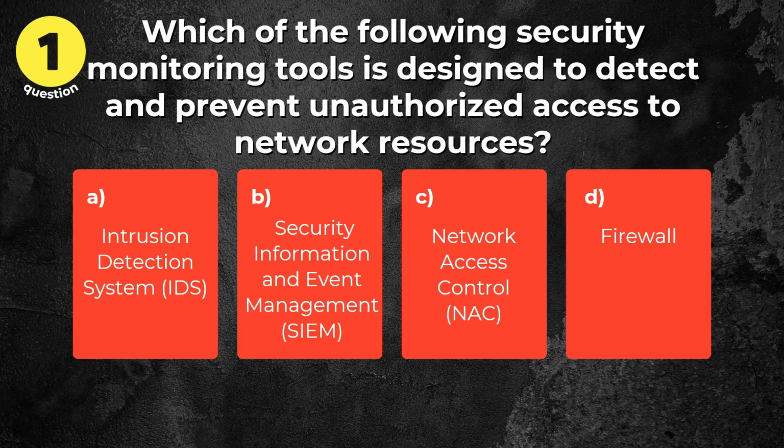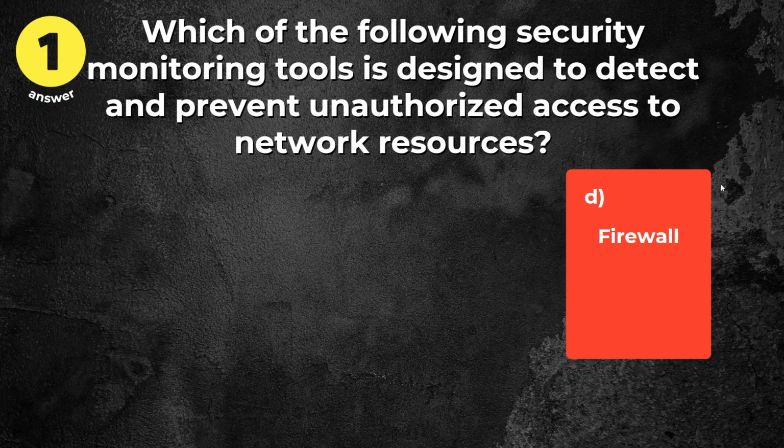Number 1. Which of the following security monitoring tools is designed to detect and prevent unauthorized access to network resources? A. Intrusion Detection Systems, or IDS. B. Security Information and Event Management, or SIEM. C. Network Access Control, NAC. Or D. Firewall. I'm going to give you a few seconds to check that out and see which one it is. You can also pause the video if you need more time. Okay, so it's going to be D, the firewall.